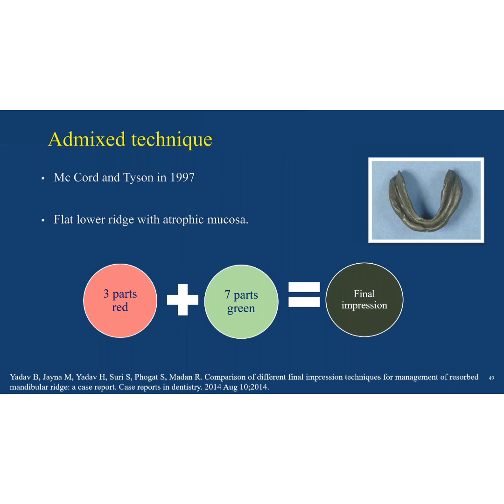Next is the admix technique. This was given by McCord and Tyson in 1997. So this was indicated for flat lower ridge with atrophic mucosa. Here, 3 parts of red, that is impression compound, and 7 parts of green, that is low modeling green stick compound, gives the final impression.